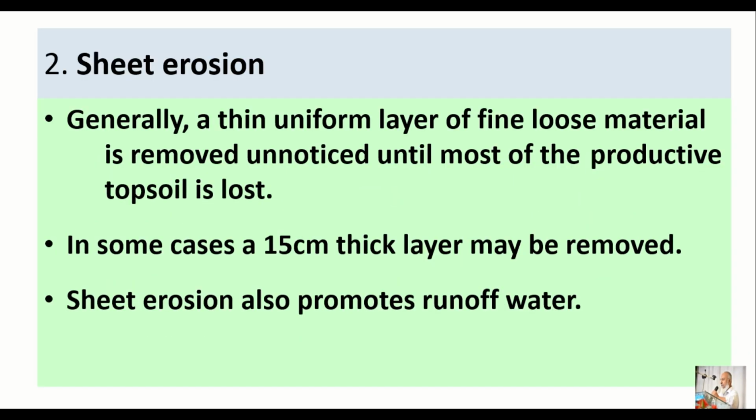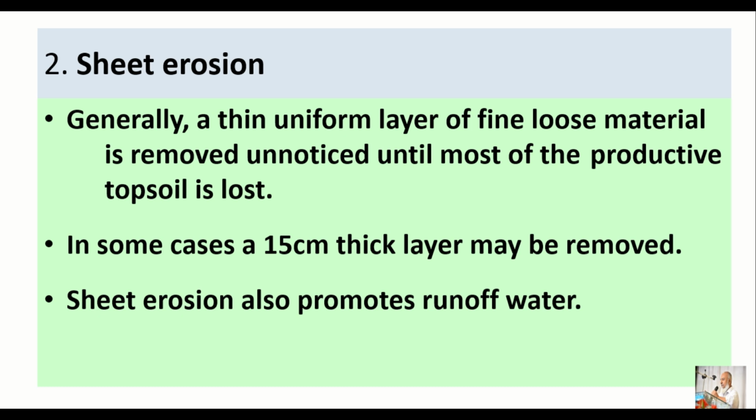Generally, splash erosion is followed by sheet erosion. A thin, uniform layer of fine, loose material is removed unnoticed until most of the productive soil or topsoil is lost. Sheet means thin layer. So soil moves in a thin layer and it is not easily visible.